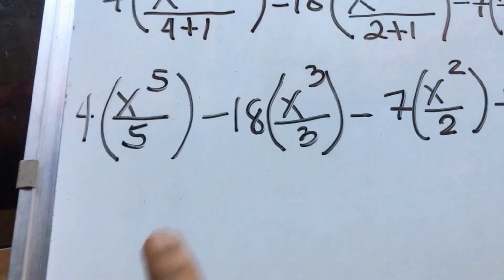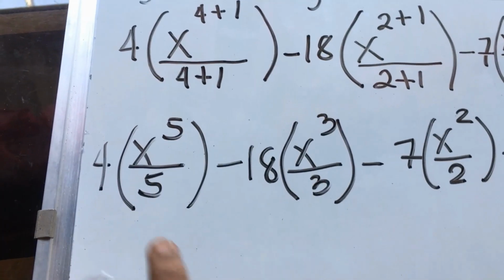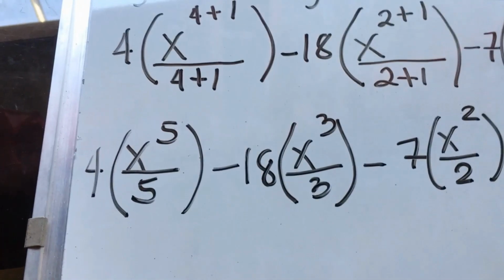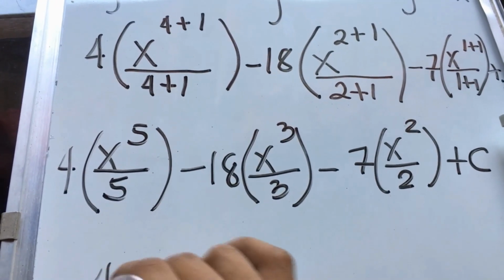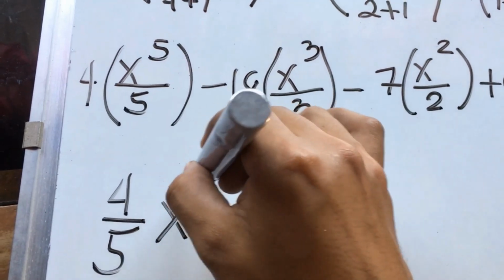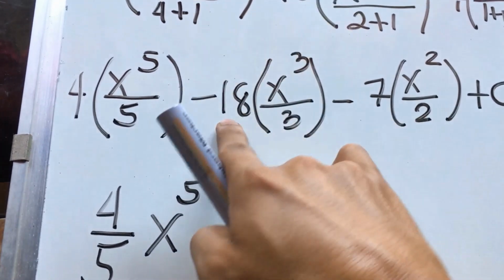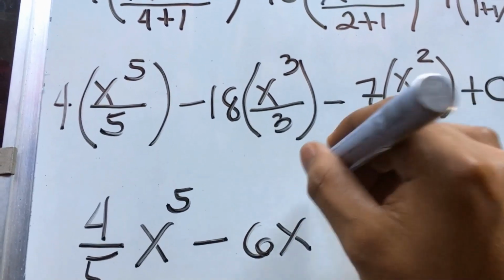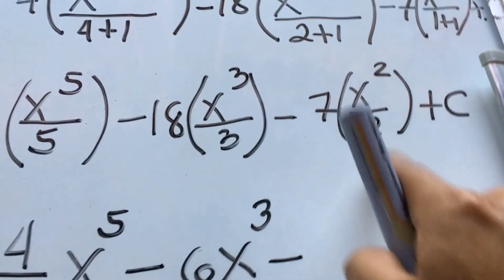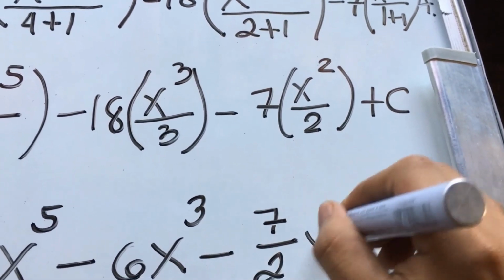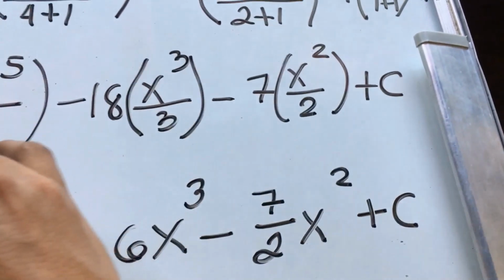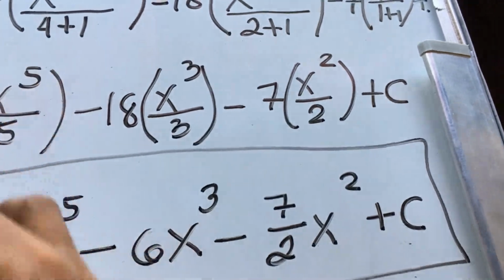Okay? Of course, you cannot divide 4 and 5. 4 divided by 5 is a decimal or a fraction, so it's up to you. So, you now have the answer: 4/5 x raised to 5 minus 18 divided by 3, which is 6, so 6x cubed, minus the same with 7 divided by 2, which is a fraction or a decimal answer. Plus c. So, this is now your final answer.